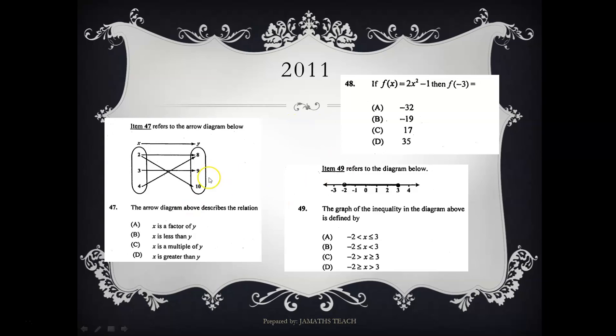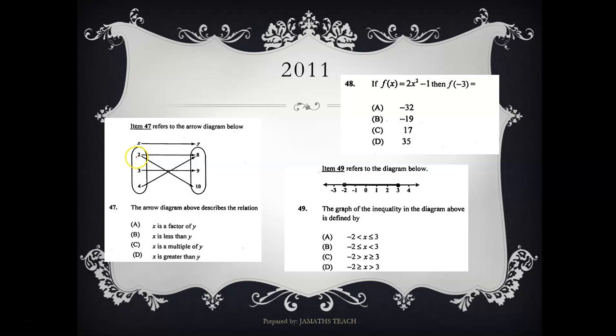The first question refers to the arrow diagram that we're looking at, and it says the arrow diagram above describes the relation. Alright, so let's look at it. So we know that the x values are being mapped onto the y values. So let us attempt to see what the relationship between the x values and the y values are. Okay, so we have 2 being mapped to 8 as well as 2 being mapped to 10.